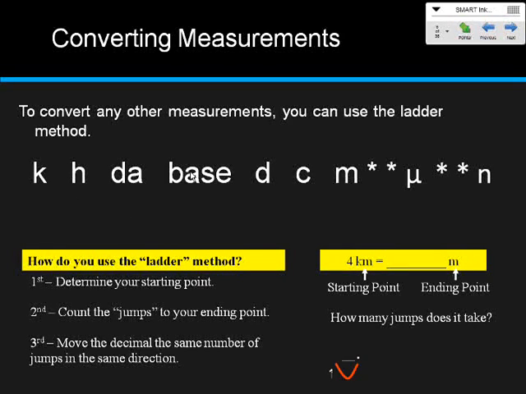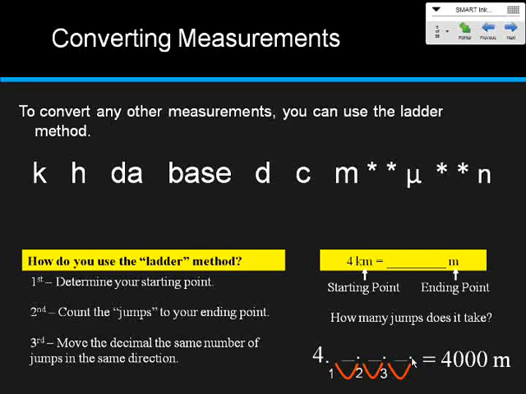So let's take our 4, and there's a decimal right after the 4. Remember, if you don't see the decimal in the original number, the decimal always goes at the end. So it's 4 decimal, and then we have to move that decimal 3 jumps to the right. So this is our new decimal, and any empty spaces you fill with zeros. So we have 4 kilometers equals 4,000 meters. Okay? So that's how to convert measurements and how to convert units.